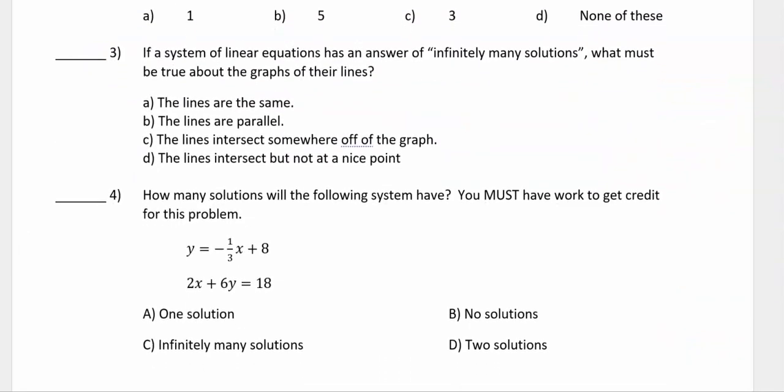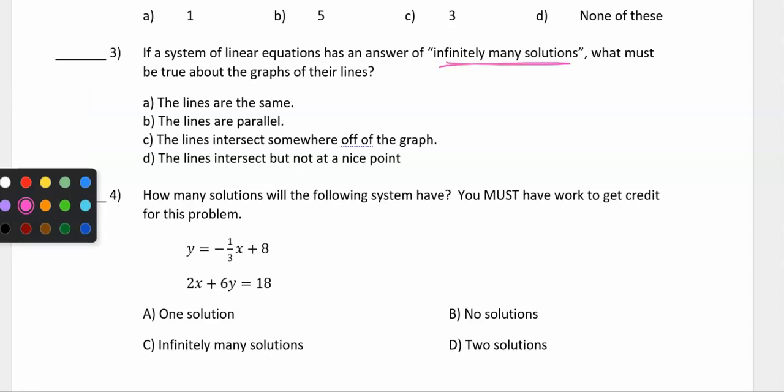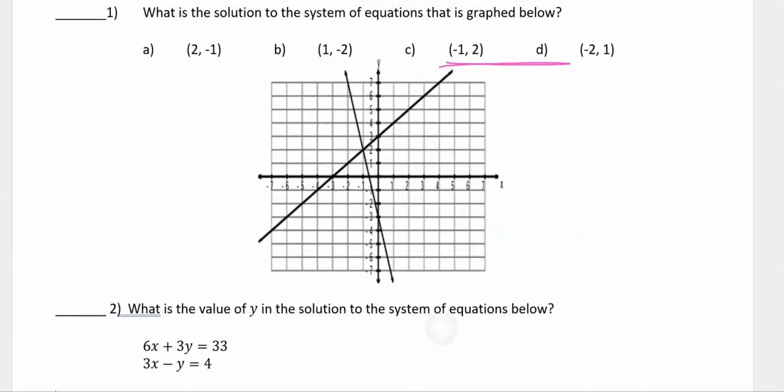Number 3, if a system of linear equations has an answer of infinitely many solutions, okay, what must be true about the graphs of their lines? Okay, go back up maybe to number 1. We said where the lines cross is the answer. This problem, number 1, had one answer.